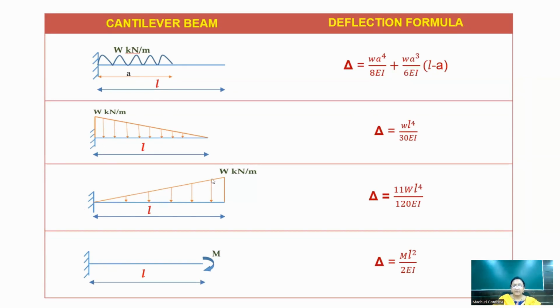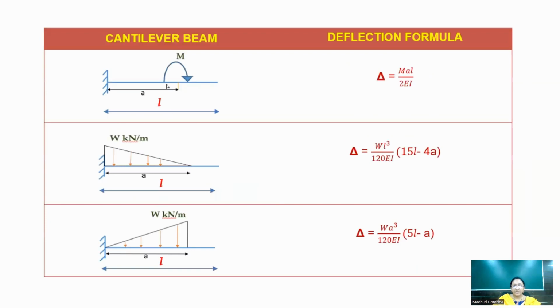Same thing, but in reverse, that is UVL varying from 0 to W, with 0 at the fixed support and W intensity load at the free end. Then the deflection at the free end will be 11 WL power 4 by 120 EI. Next, when we have a moment at the free end of the cantilever beam, the deflection at the free end will be equal to ML square by 2 EI. Similarly, when we have a moment at some distance from the fixed support, the deflection formula at the free end will be equal to MAL by 2 EI.